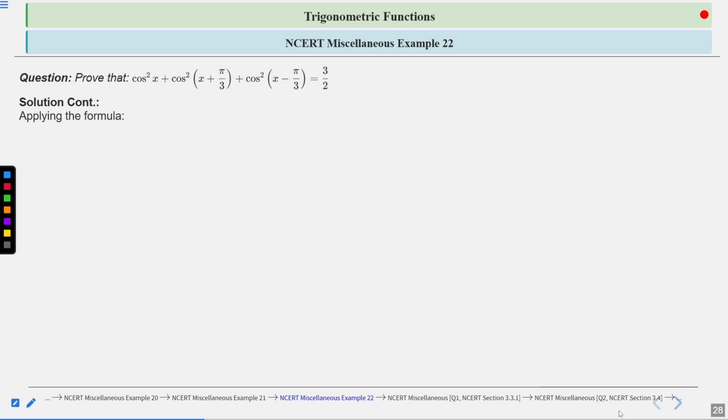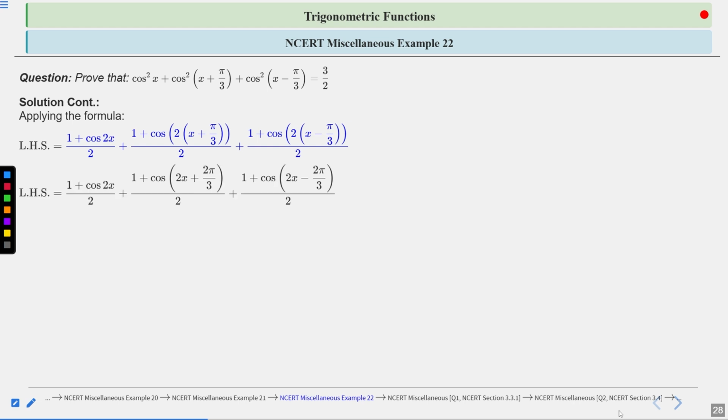Now applying the formula, we will get LHS equal to (1 plus cos 2x) upon 2 plus (1 plus cos 2 into (x plus pi by 3)) upon 2 plus (1 plus cos 2 into (x minus pi by 3)) upon 2, right? Hence LHS will be equal to (1 plus cos 2x) upon 2 plus (1 plus cos (2x plus 2 pi by 3)) upon 2 plus (1 plus cos (2x minus 2 pi by 3)) upon 2, okay? Right?